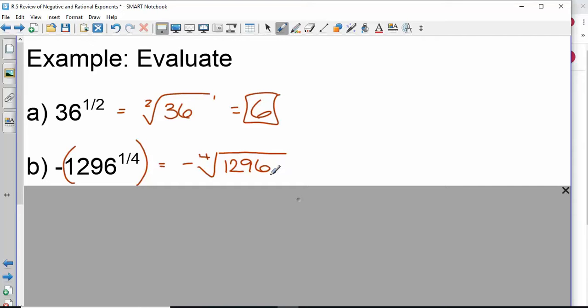All right, and what do you guys get? 6. Since we had that negative out here, it just stays. So negative 6 is our answer. Did everybody get that on Chromebook? Any questions about how to type that in?